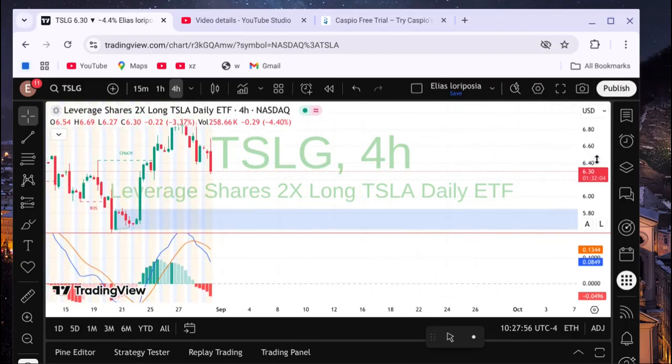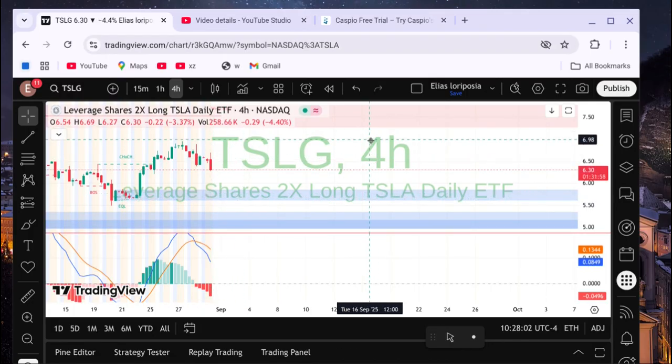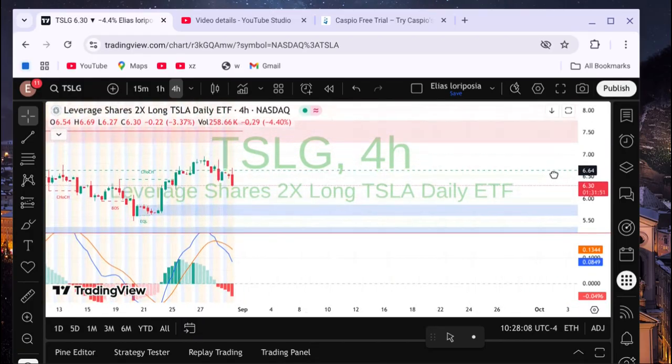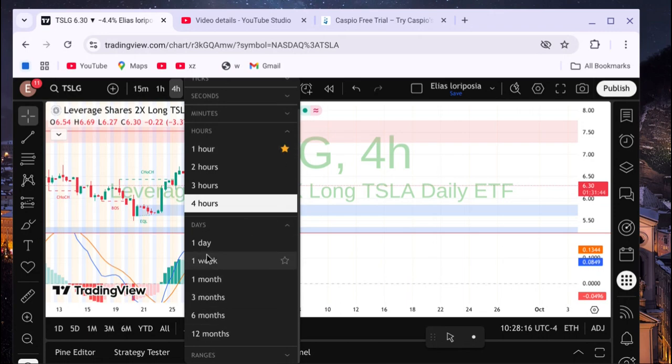So I've told you 5.66 is going to be our next support. This is where you should buy, with a drop of like $1, and resistance is always going to be 7 on the TSLG ETF. So I'm always going more into the ETF.